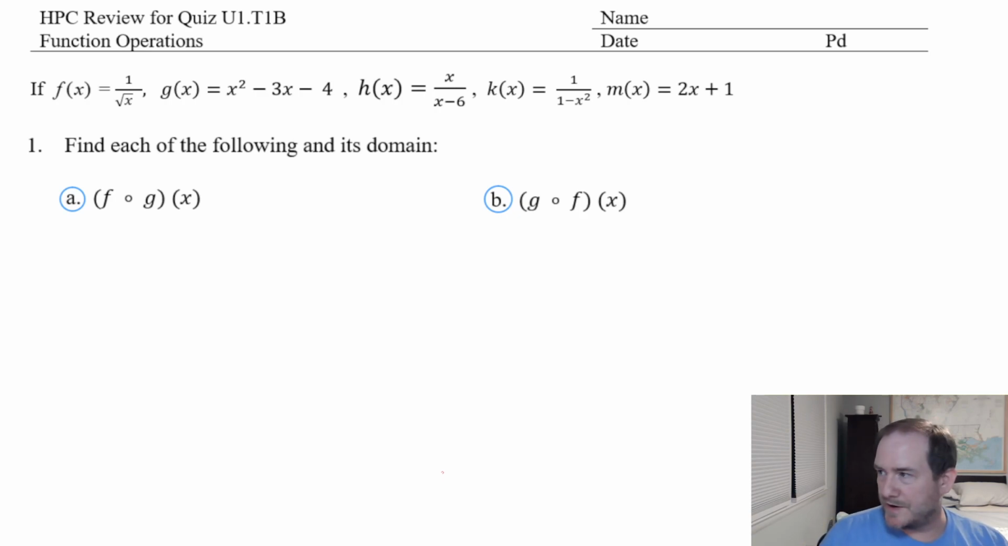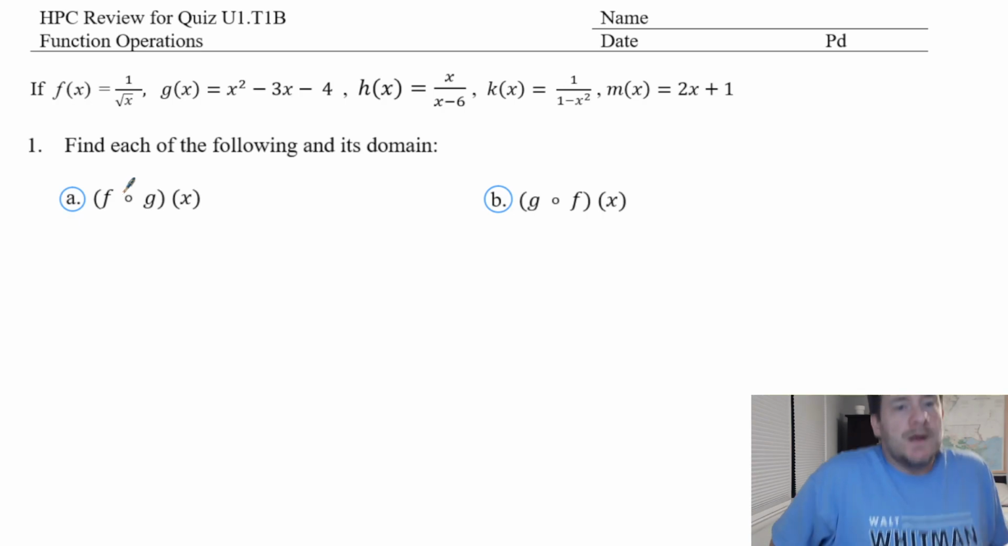All right, hey everybody. I wanted to go over the review for Thursday's quiz. We said Thursday, right? So let's start with number one. Here you're being asked to find each of the following in its domain. So when they say find each, they mean write a rule to model the function.